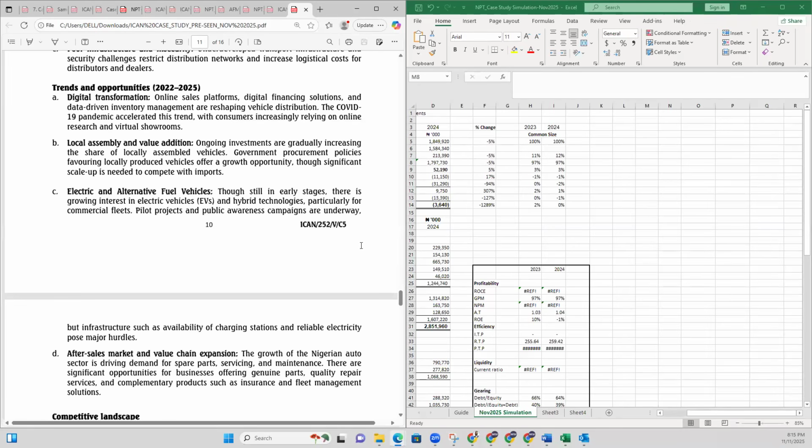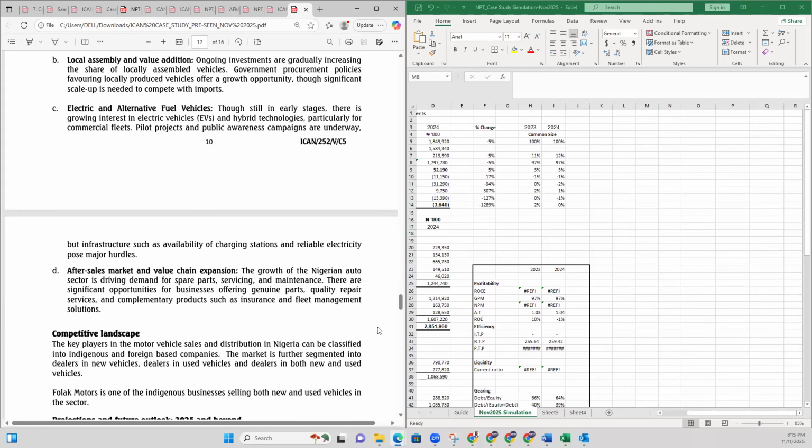C. Electric and alternative fuel vehicles. Though still in early stages, there is growing interest in electric vehicles and hybrid technologies, particularly for commercial fleets. Pilot projects and public awareness campaigns are underway, but infrastructure such as availability of charging stations and reliable electricity pose major hurdles.